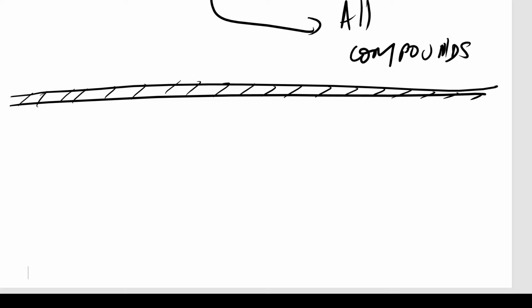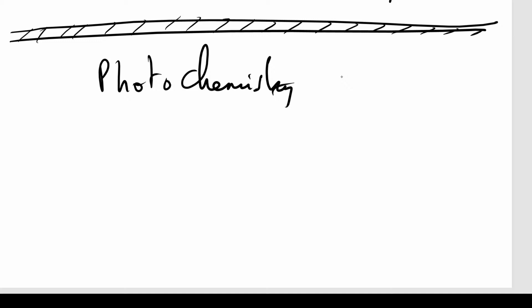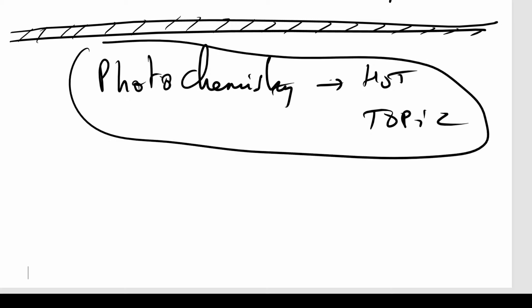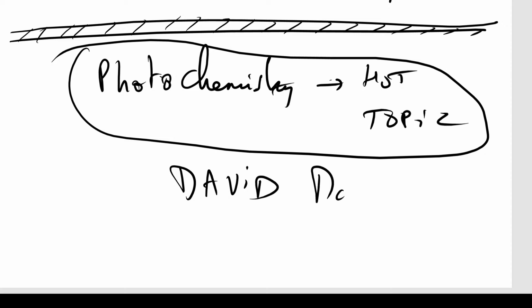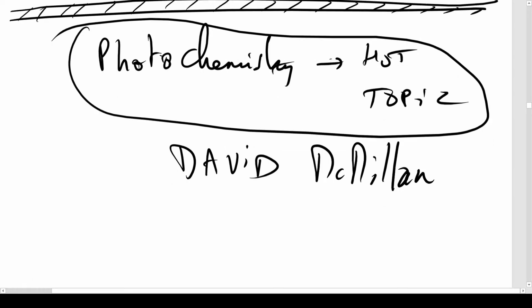Another example, an interesting example. Photochemistry is currently a hot topic in organic chemistry, not only heterocyclic chemistry, but in methodology. Many people use it. Macmillan, Professor David Macmillan, he's an expert of photochemistry and organocatalysis. All right, so let's continue.